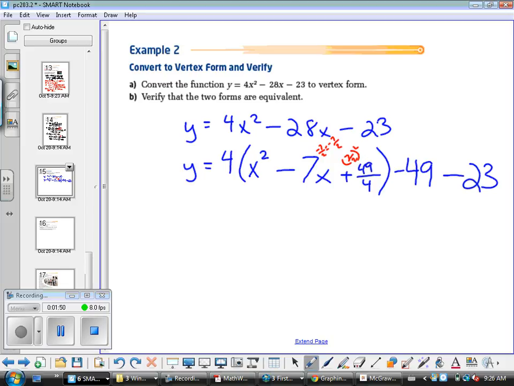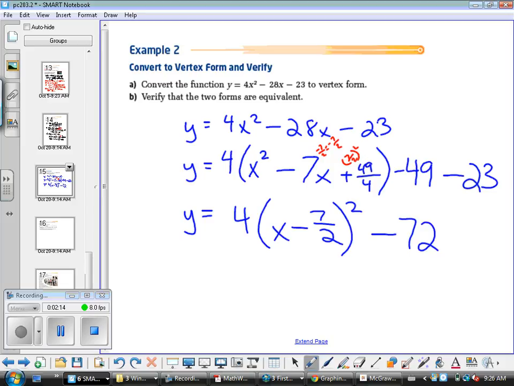There it is. So y equals 4 times, and remember, it's this here that goes in with the x when you take the binomial squared. So it's x minus 7 over 2, and we square that, and you get minus 72. Now that makes perfect sense, right? It certainly makes sense to have an x-coordinate of your vertex be 7 over 2 or 3.5. It doesn't have to be a whole number, and often you're not going to see a whole number.